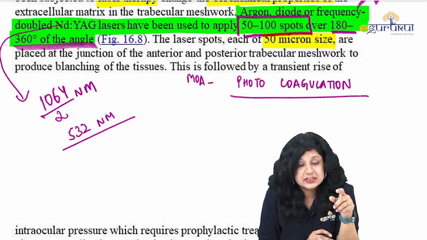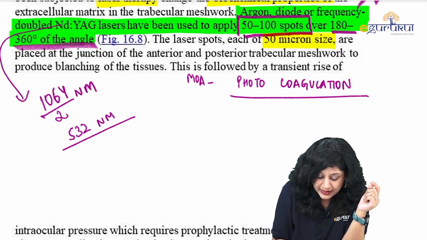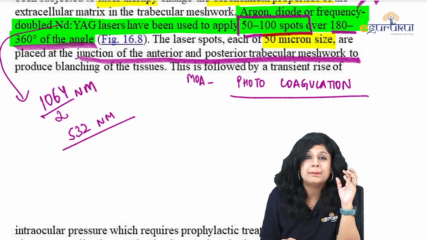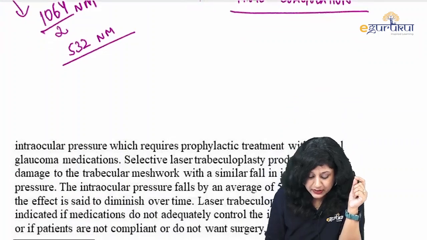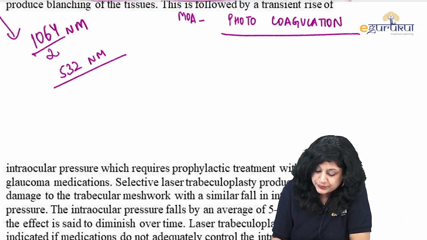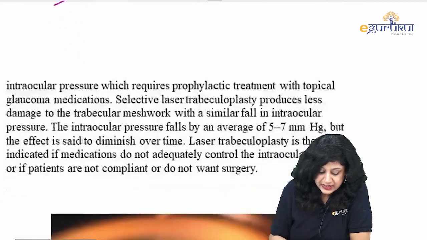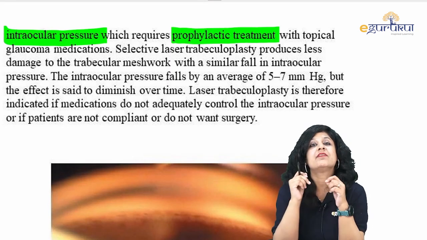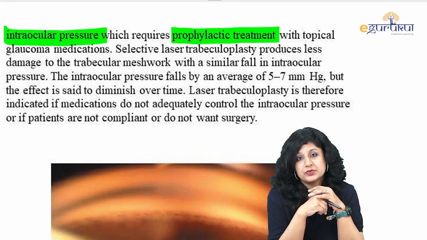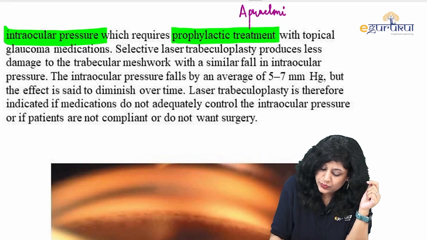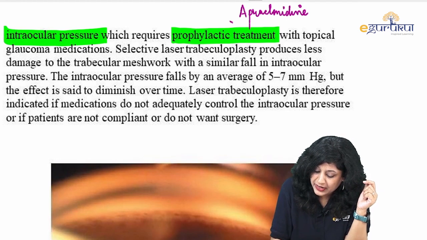Okay, so where are these laser spots applied? They are applied at the junction of the anterior and posterior trabecular meshwork, so that we produce blanching of the tissues. And mostly what happens is there will be an increase in the intraocular pressure. It is followed by a transient increase in the intraocular pressure, and therefore we require prophylactic treatment. Now again a very important question: what prophylactic treatment are you going to use? Most commonly we use apraclonidine eye drops.